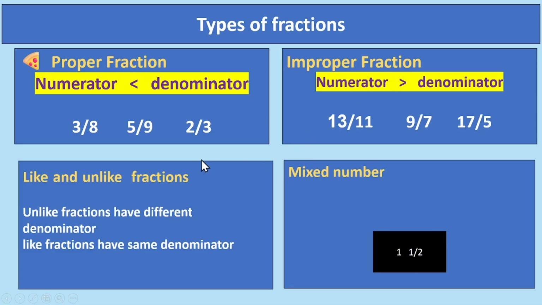Type 3 of fraction will be like and unlike fraction. What is the like fraction and unlike fraction? The like fractions have the same denominator. When I say 1/3 and 1 and 2/3, these fractions have the same denominator, so these fractions are like fractions.